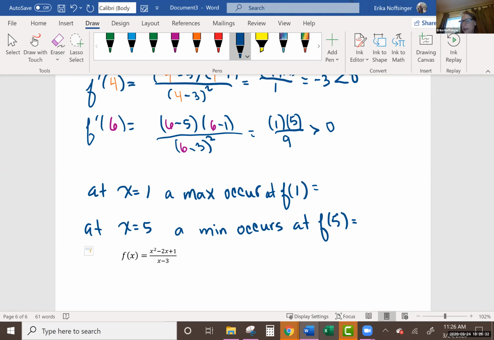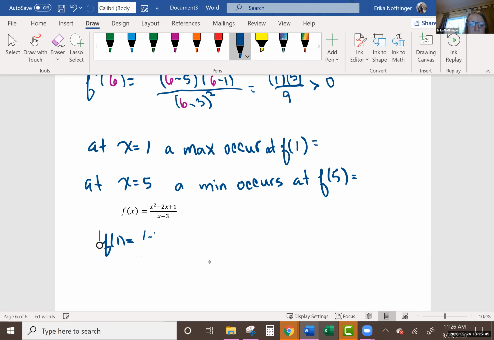So let's look at f of 1. So if we plug in 1 there, we get 1 squared is 1 minus 2 plus 1 all over 1 minus 3. And so that gives me 0 over -2, which is equal to 0. So our max occurs at x equals 1 and gives us a value of 0.